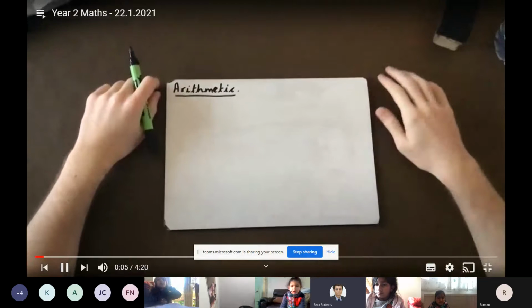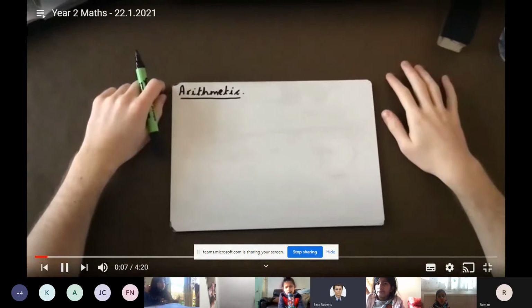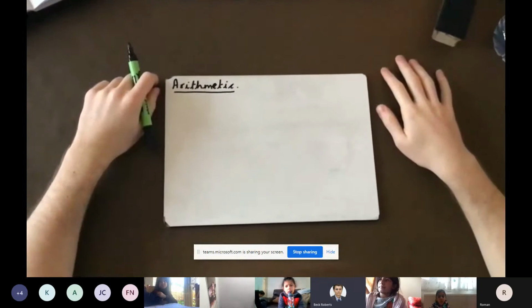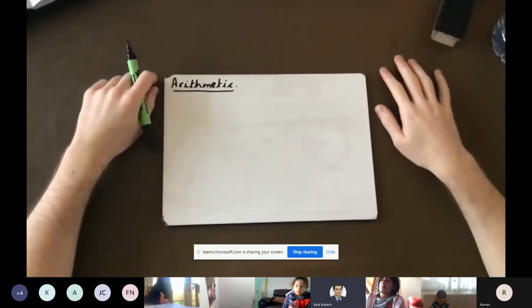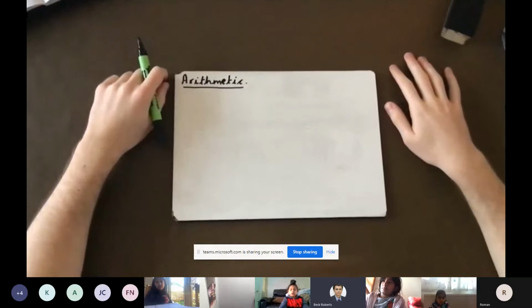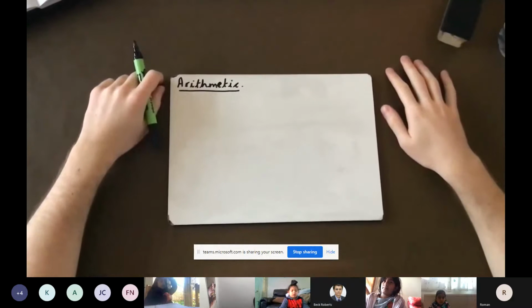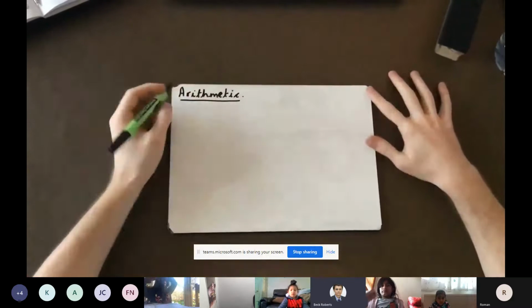Today we will be doing an arithmetic test, and I will be going through some of the types of questions you will see on your paper so that we know how to answer them during your test. So they're not the same questions that are on your paper. I've just slightly changed them so that you know how to answer them. So the first one we're going to look at.